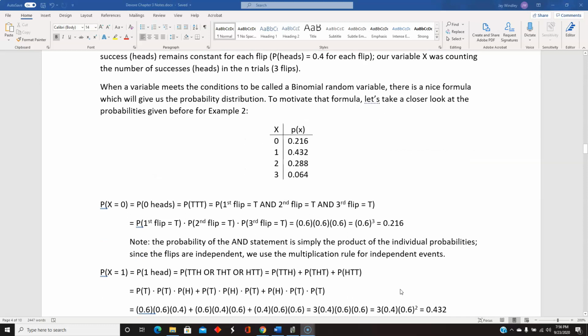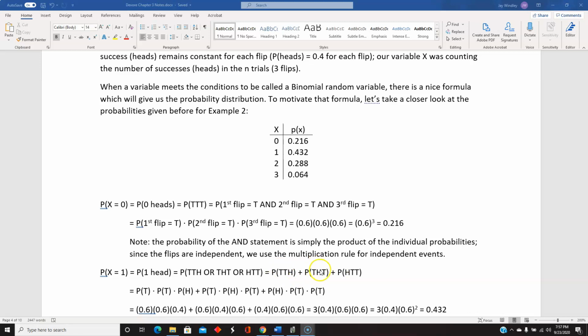Similarly, but a little bit more lengthy, for the probability that x is 1, that means you've gotten one head. That's a little bit tougher because there's three ways that can happen. The two tails here with one head, or the two tails here with one head, or the two tails here with one head. Now, since these events are disjoint, meaning if this one has happened, this one has not, since these events are disjoint, then you can write the OR statement as a sum of the individual probabilities.